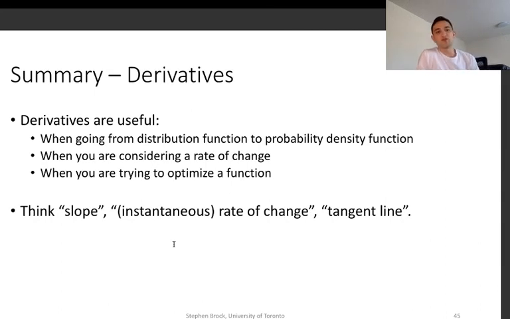All right, derivatives are useful when going from distribution function to probability density function, when you are considering a rate of change, and when you are trying to optimize a function. When you think derivative, I want you to think slope, or instantaneous rate of change, or tangent line.